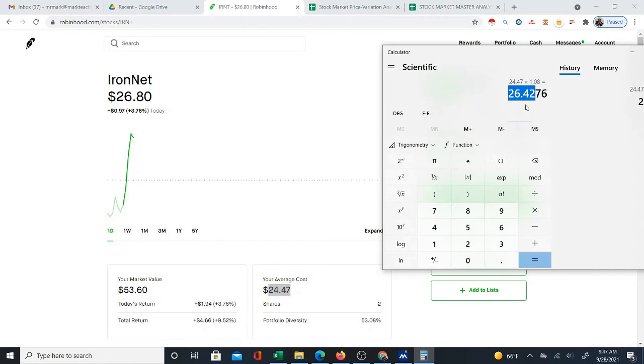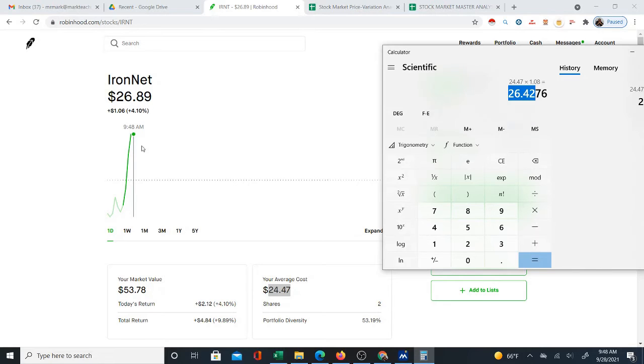If I had programmed it to sell at 26.42, it would have sold already, because obviously we're already at 26.83. So this would have already sold today. I would have made my 8%, and I would have my 8% profit sitting in my account, my Robinhood account.